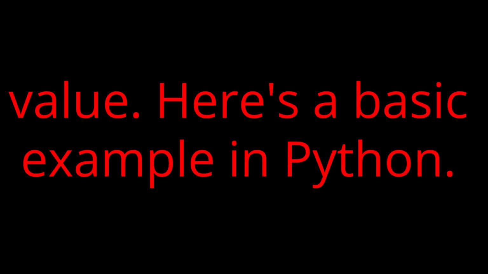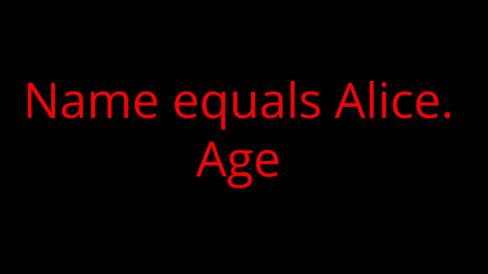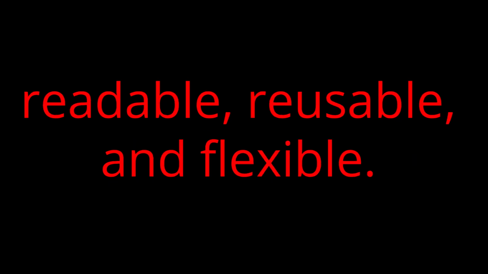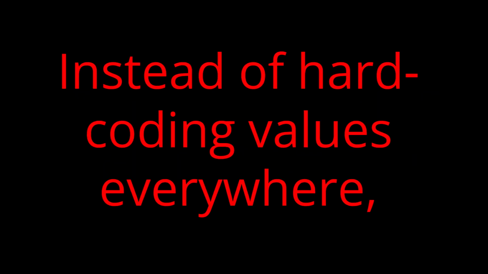Here's a basic example in Python. name = "Alice", age = 30. In this case, we're storing the string Alice in a variable called name and the number 30 in a variable called age. Variables make your code readable, reusable, and flexible. Instead of hard-coding values everywhere, you can store them in variables and update them easily.